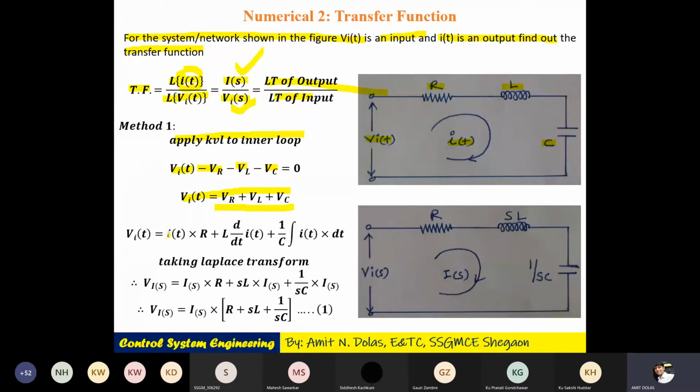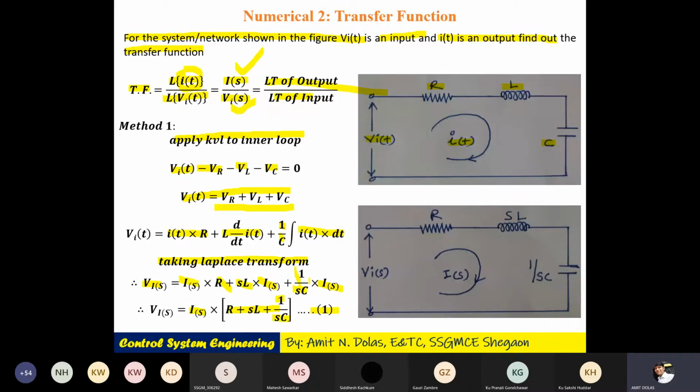For the resistance, the current going through it, that voltage will be I of t into R. For the inductor it will be L di by dt. For the capacitor it will be 1 by C integral of I of t dt. And then the Laplace transform is taken. That will be Vi of s is equal to I of s into R, then SL into I of s, 1 by SC into I of s. Taking I of s common, it will be Vi of s is equal to I of s into R plus SL plus 1 by SC. This is equation number 1.